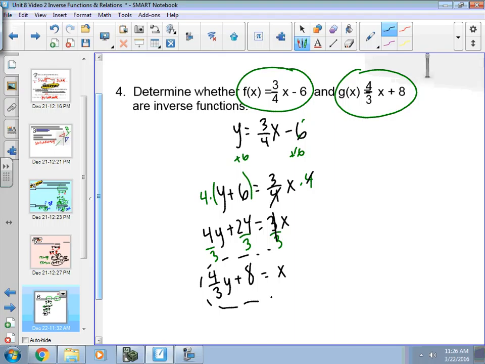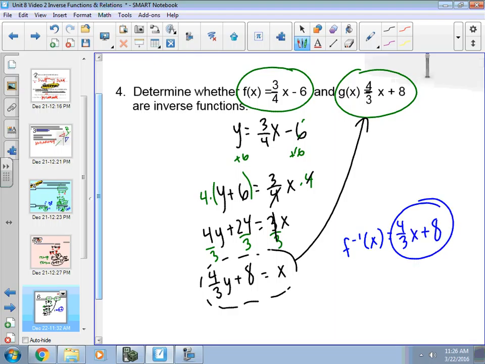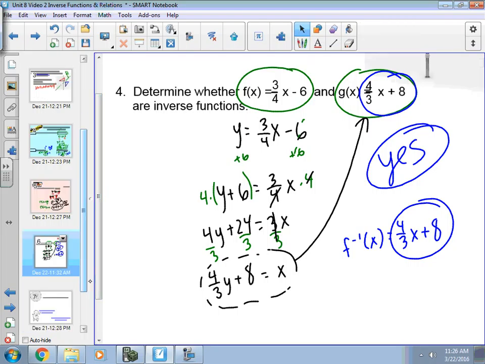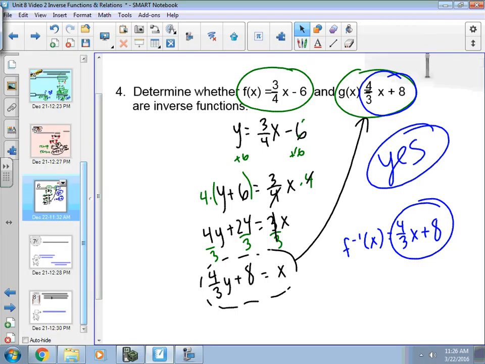So we want to check, is this the inverse of what we have here? And it looks like, yeah, it is, especially if we write this in that function notation. That function notation would say that this is 4/3 x plus 8. And yes, that is the same thing. So yes, these two functions are inverses of each other. If you get something different, then they would not be inverses of each other.